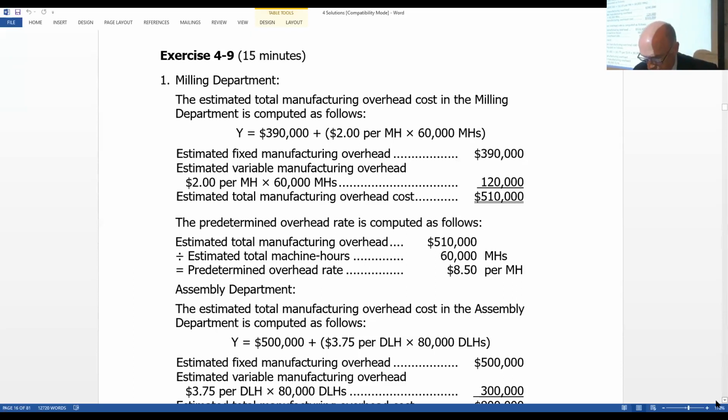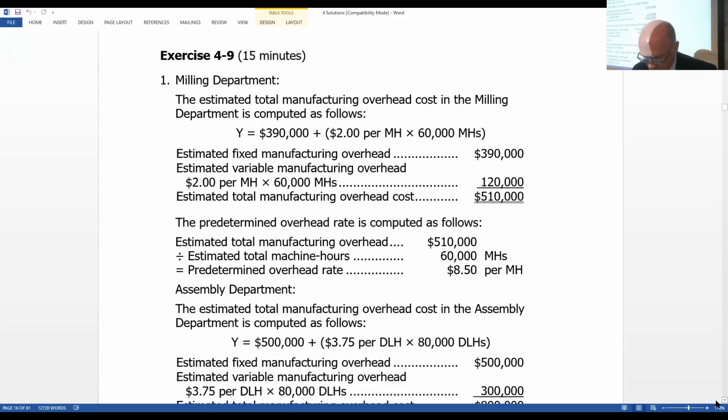Machine hours in milling is 60,000. That's a lot because milling uses machines. In assembly, they only use 3,000 hours for machines. The total fixed manufacturing overhead cost is 390 for milling, 500,000 for assembly. The variable manufacturing overhead per machine hour is $2. That would only be under milling though, because you're using machine hours for milling, you're using direct labor hours for assembly. And the variable manufacturing overhead per direct labor hour is 375 for assembly.